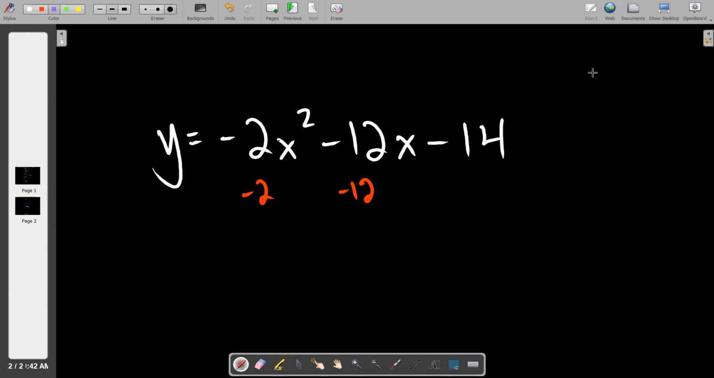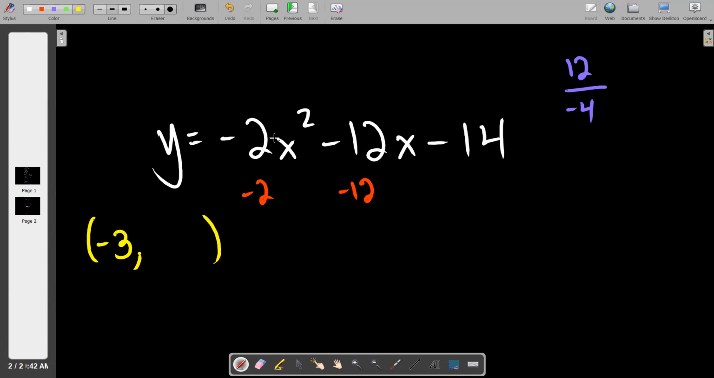What's the opposite of B? 12. What's 2 times A? What's 12 divided by -4? So our vertex is definitively at -3, comma something. And how do we find the something? We plug it back in.